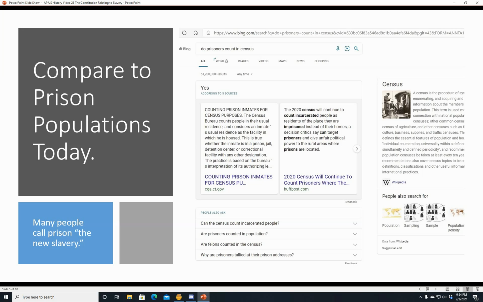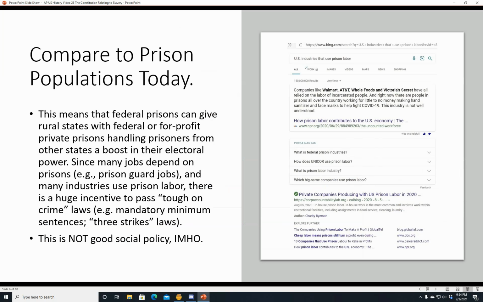So, anyway, the census does count incarcerated people as residents of the district in which they are imprisoned, not the district from which they were from before they were put in prison. So that strikes me as very similar to the 3/5 compromise here. And comparative prison populations today continued. I did another Bing search right after that one, which was U.S. industries that use prison labor.